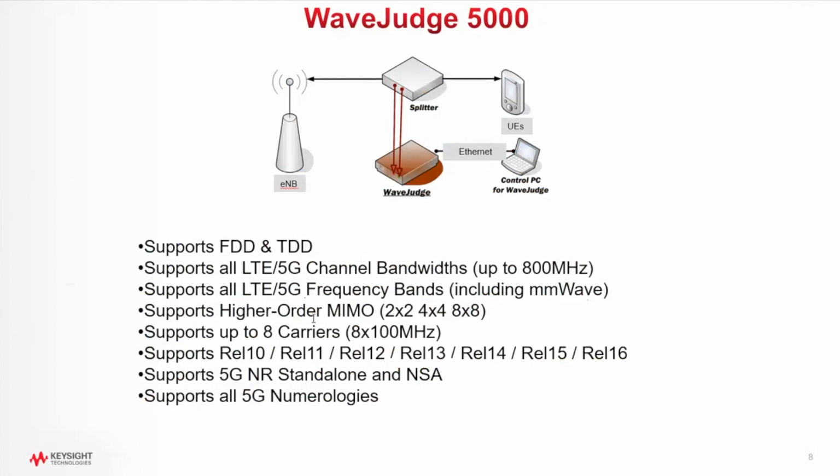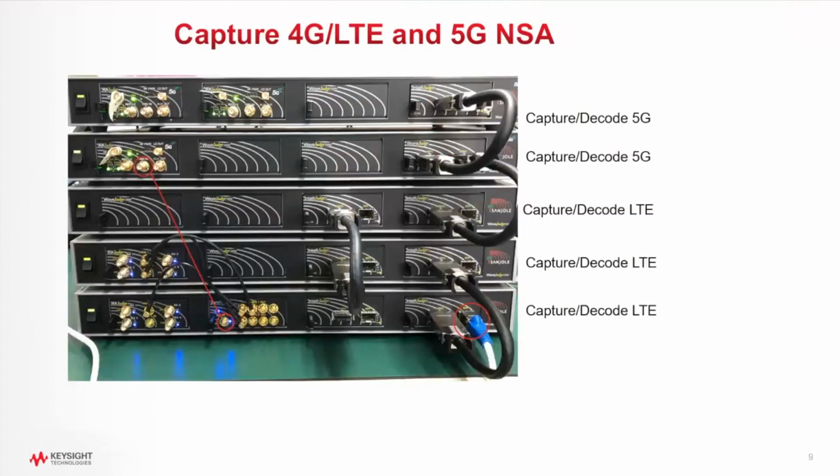All of the MIMO schemes, 8 carriers, as I mentioned earlier, all of the 3GPP releases, standalone, non-standalone, all the numerologies, pretty much everything. But the point of this slide is that we really do support anything you'll find in the 4G, 5G space out in the field or in a lab in order to do RF collections as well as analysis on those networks. Another interesting thing is that the WaveJudge can be combined for NSA support.